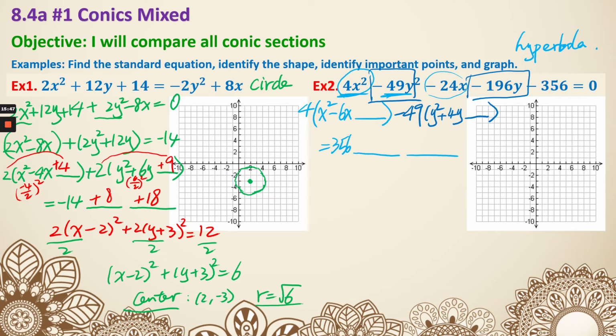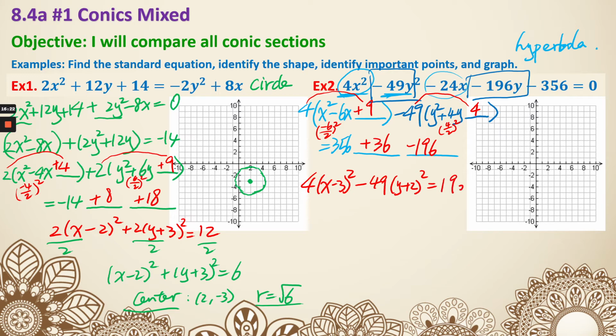Inside the first blank, it is going to be a 9, negative 6 divided by 2, then squared. So I'm going to need to add a 36 on the right side to balance it, 4 times 9. For the y, it's going to be 4 over 2, then squared, which is a 4. But on the right side, I need a 4 times negative 46 to balance it, so minus 196. Next, I would get 4 times x minus 3 squared minus 49 times y plus 2 squared. On the right side is going to be a positive 196.